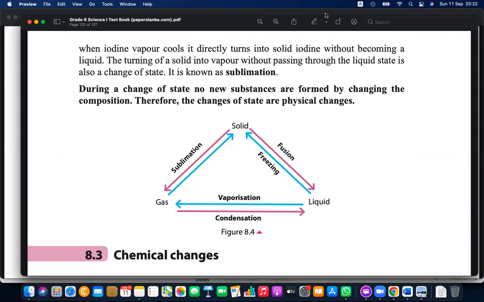You can say melting or fusion. Think about ice cream, think about ice. So it is melting. The temperature at which this happens is called the melting point.